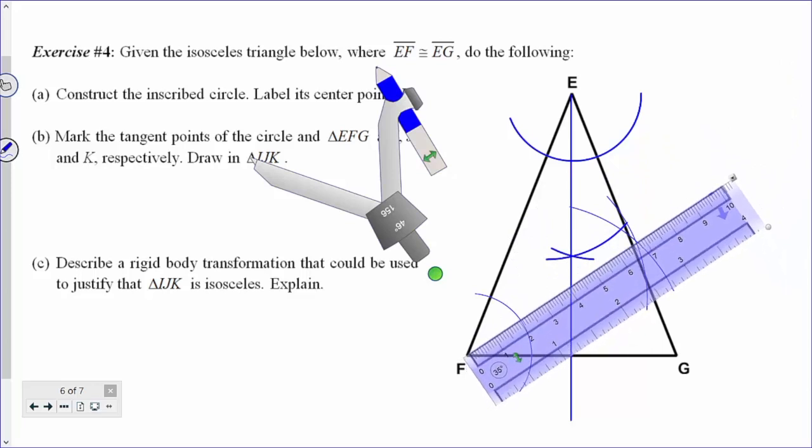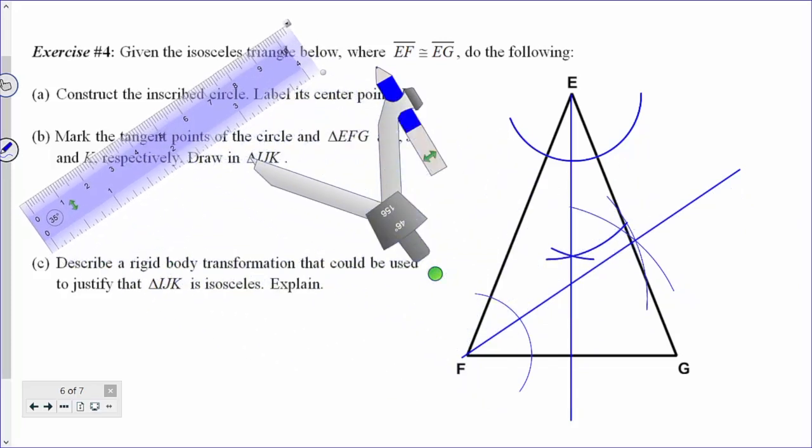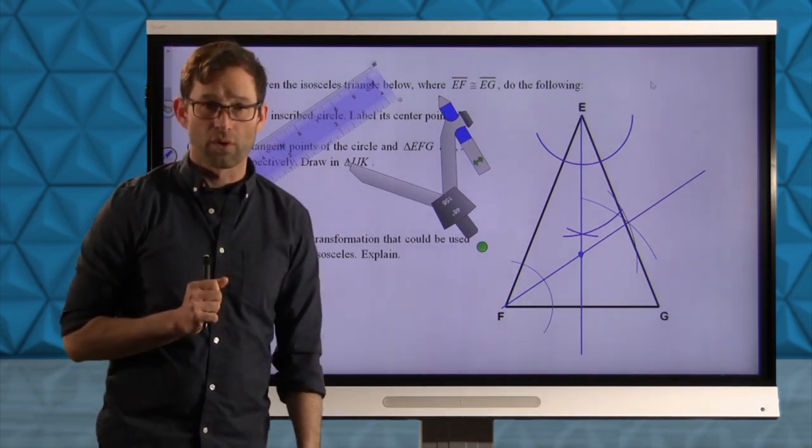Let me rotate this up. I gotta make it go through that X and F. That should be good enough. Wonderful. So this now is the center of my inscribed circle.